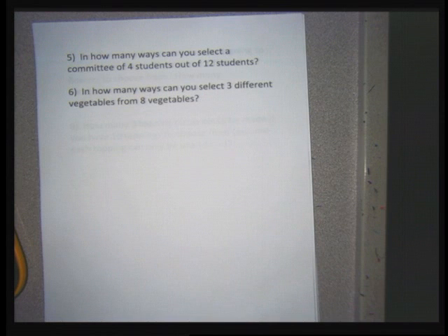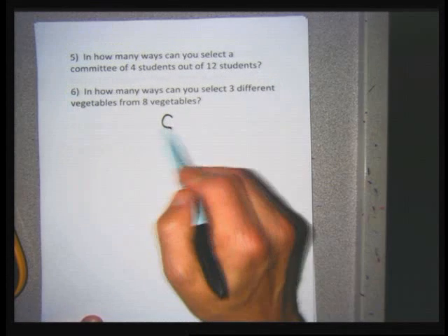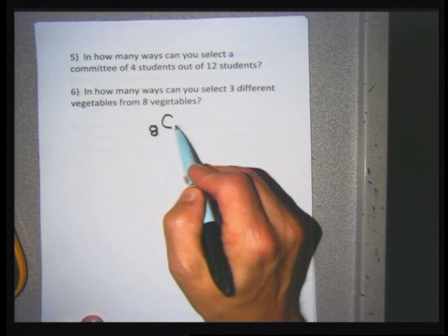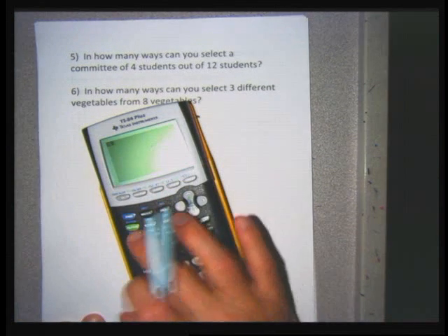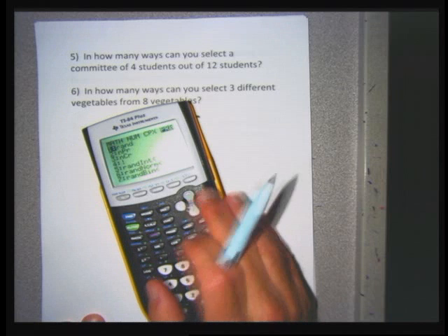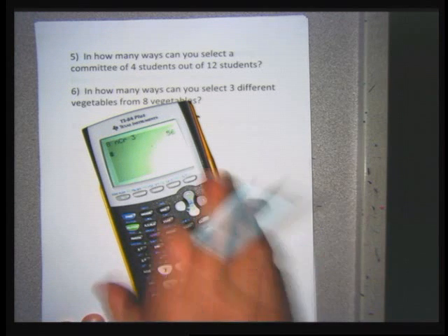Your problems, like almost all committee problems, are combination problems. And in my problem 6, I want to pick different vegetables, so I can't pick the same vegetable more than once. And I'm assuming it doesn't matter which vegetable I pick first, second, or third. It just matters which vegetables I pick. So I want to pick, of the 8 vegetables, 3 of them. So I'm going to go 8, math, probability, nCr 3, and I get 56.